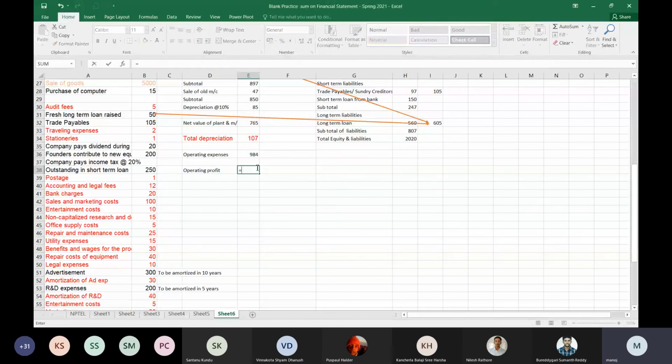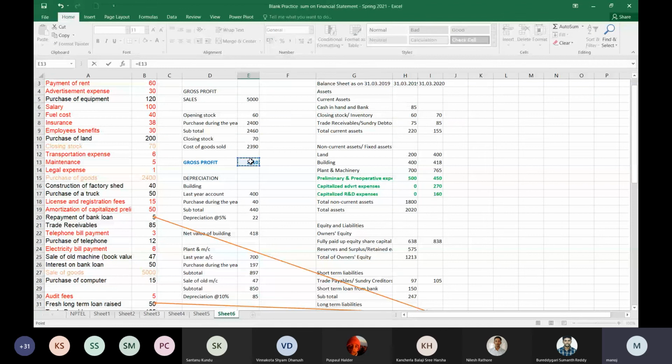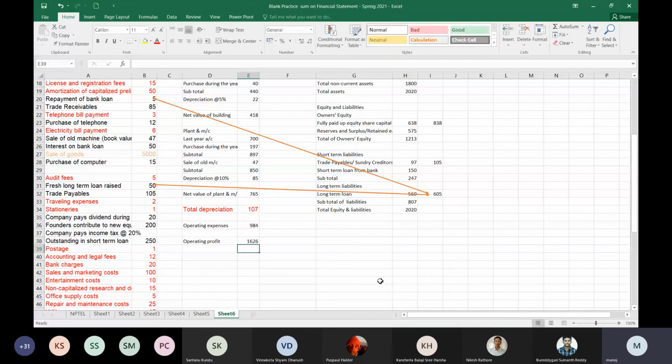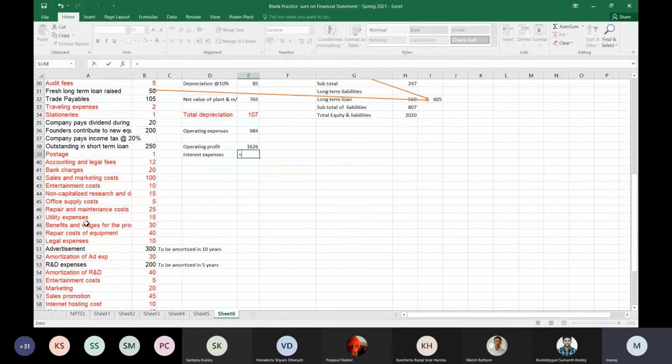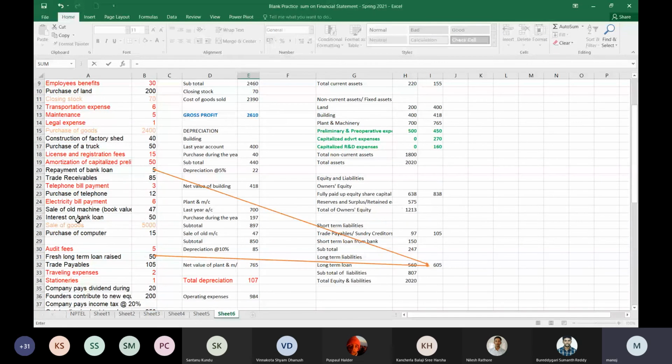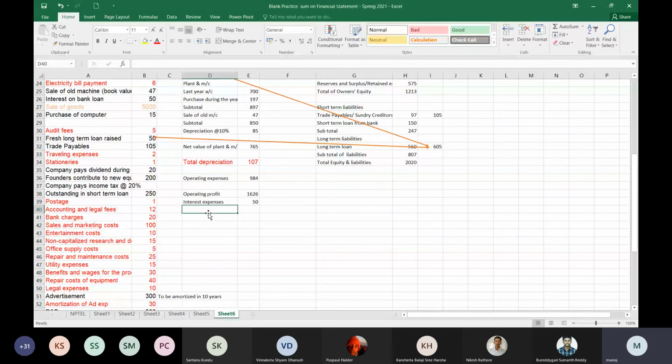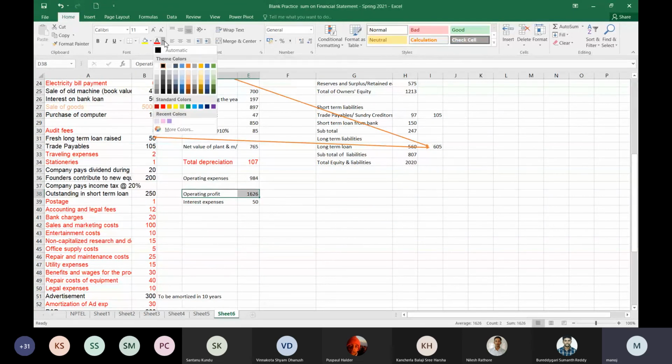So operating profit is equal to gross profit minus this one. This is operating profit. We have healthy profit. Now we have to deduct interest payment to bank. Interest, you can write interest expenses. That is equal to wherever there is interest, let us know. I remember, see, it is still in blank. So this is the interest after. So operating profit, you can put it in different color just to drive home the point.